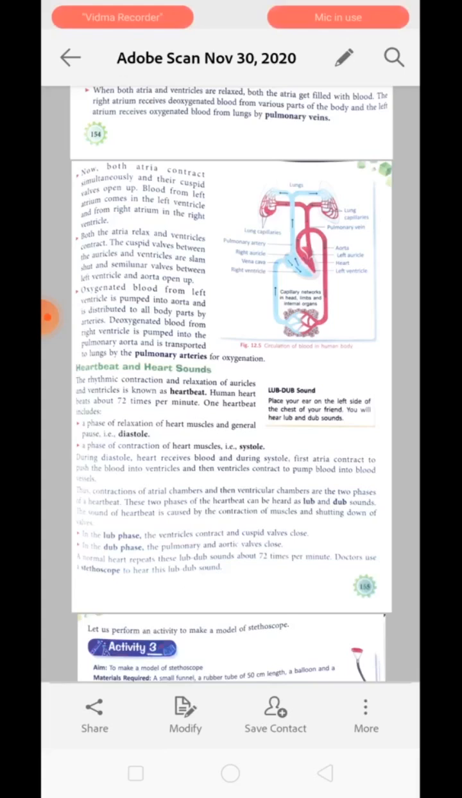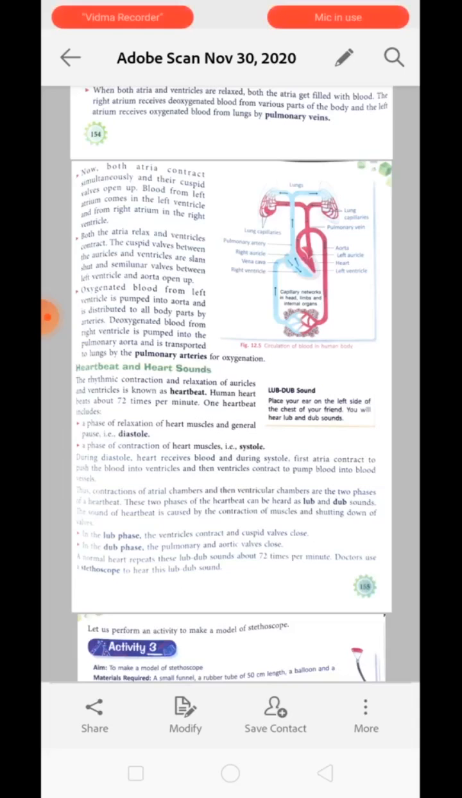Now during diastole, the heart receives blood, and during systole, first the auricle contracts to push the blood into the ventricle and then the ventricle contracts to push the blood into the vessel. During diastole, both auricle and ventricle are in relaxed condition, whereas in systolic condition, what happens?